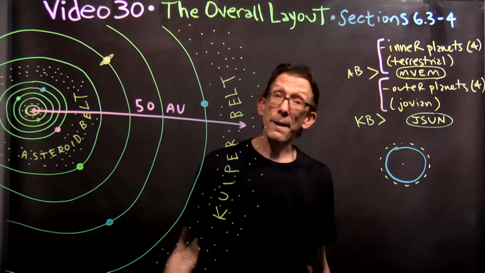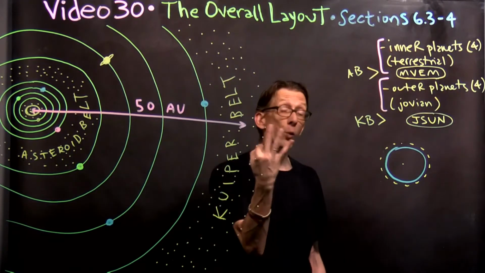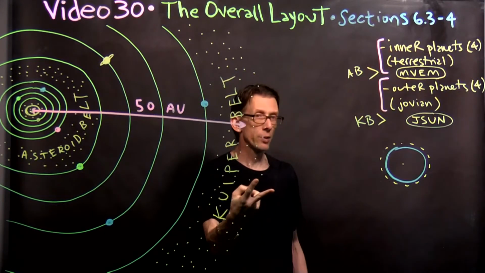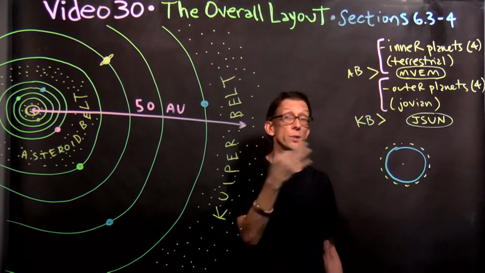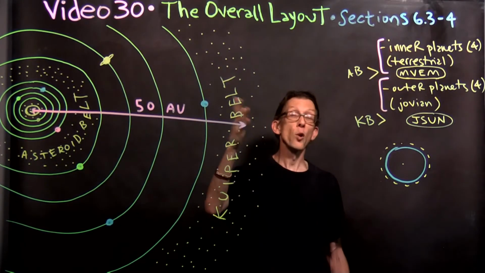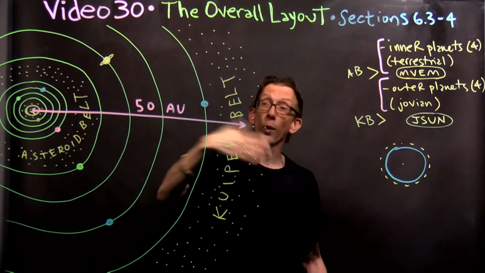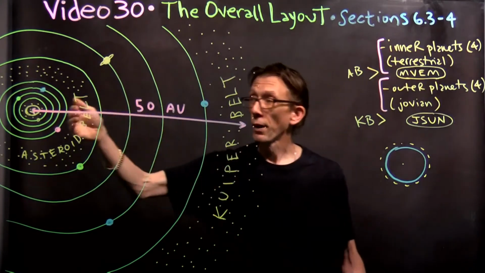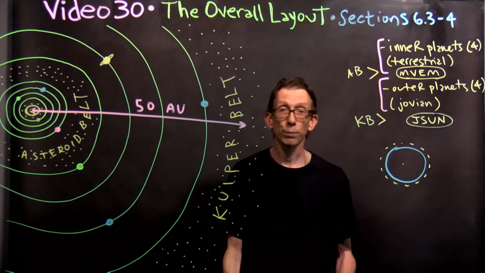The inner planets have very few moons. Remember, among the four inner planets, there are only three moons. Two of them are captured asteroids. But still there are only three moons among all four inner planets, and all the rest, that leaves 202 moons among the four outer planets. So lots of moons out there, very few moons in here.